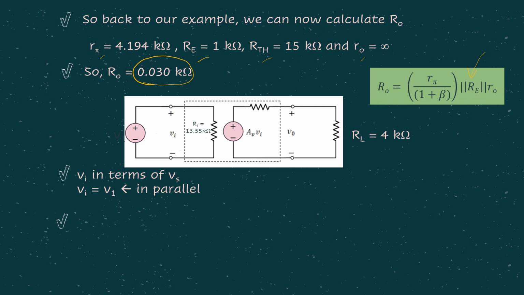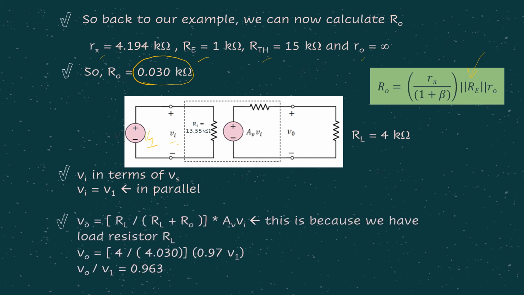Then obviously later we can relate Vi in terms of V1 in this particular case. For this particular example, Vi equals V1 straight away. We don't have to do the voltage divider because there is no resistor here. We straight away say Vi equals V1, because they are in parallel.